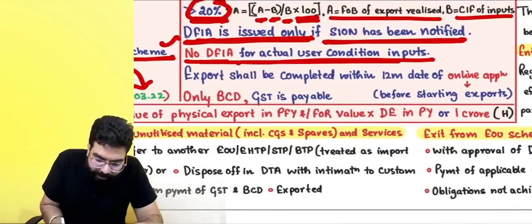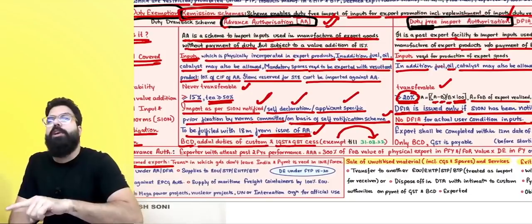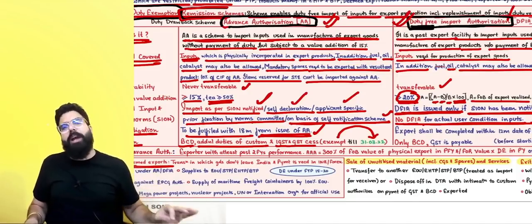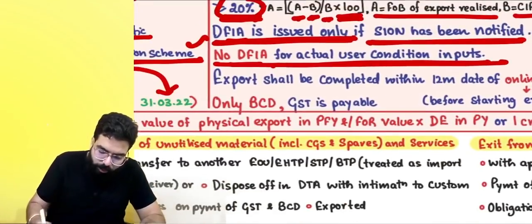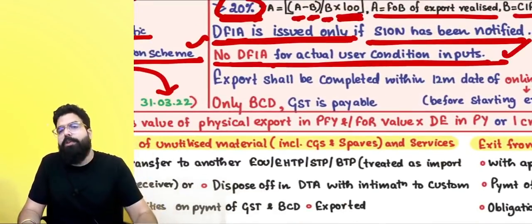So here, in advance authorization, the person who is given the script will import and he will only use it. But in DFIA, that condition is not there. You can go ahead and import and someone else can use it. That is also okay. Sir, actual user condition for inputs is not there.